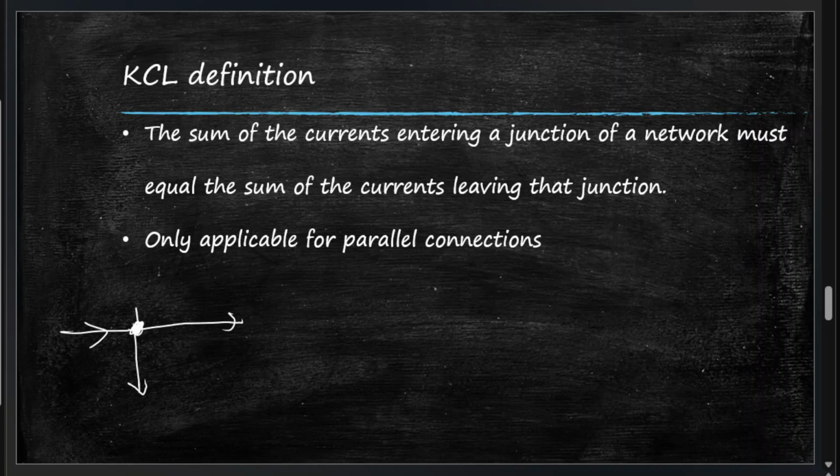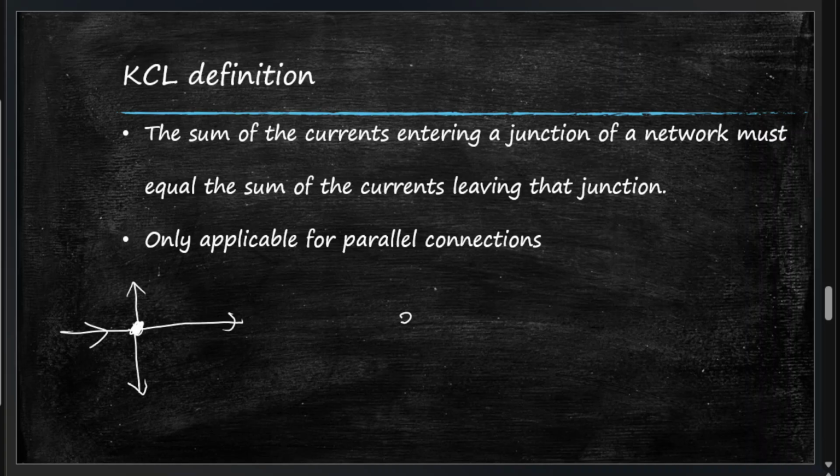It can have as many branches as you want. So this is a junction. So the sum of the currents entering a junction of a network must equal the sum of the currents leaving that junction. So current entering must equal current leaving for every junction.